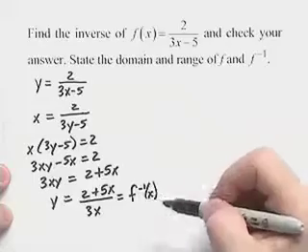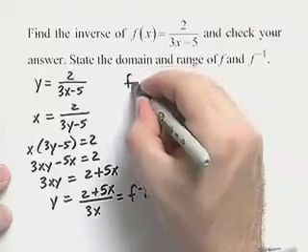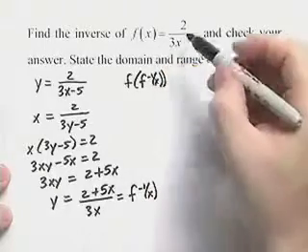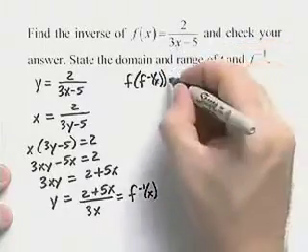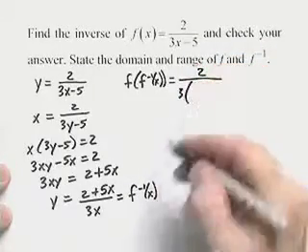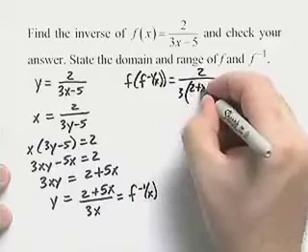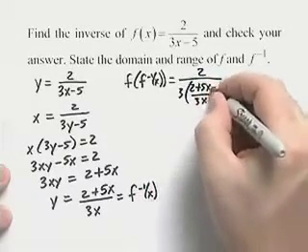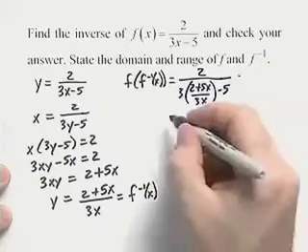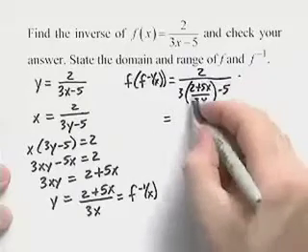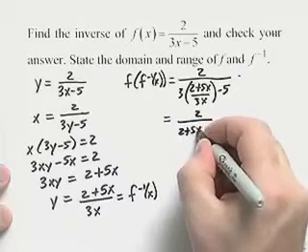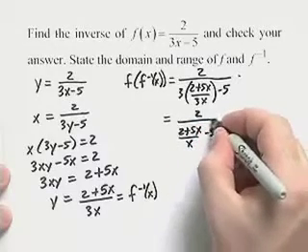To verify that this is indeed the inverse, we need to check f of f inverse of x. So we need to take our inverse function and substitute it into our original function. So we'll get 2 divided by 3, now we're going to plug in our inverse, 2 plus 5x over 3x, and then minus 5.